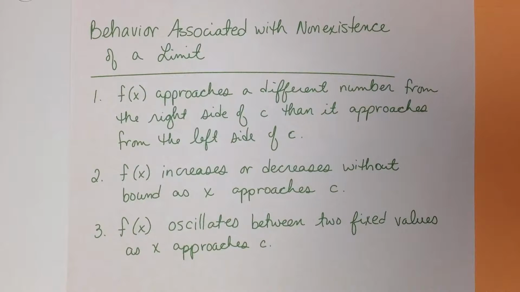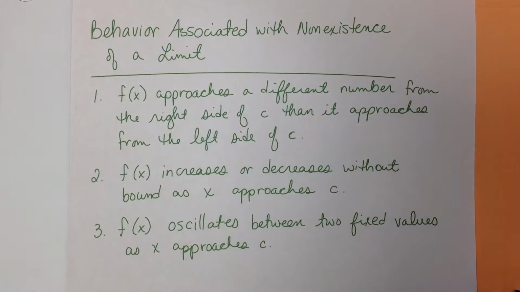Your limit wouldn't exist. And then the third situation is your function oscillates between two fixed values. So oscillate means it goes from one value to another value, back to that same value, back, it bounces back and forth between the same two numbers, okay? Like I said, I'm going to show you an example of each of these. All right, so the first one I have is actually where your graph approaches different numbers from each side.